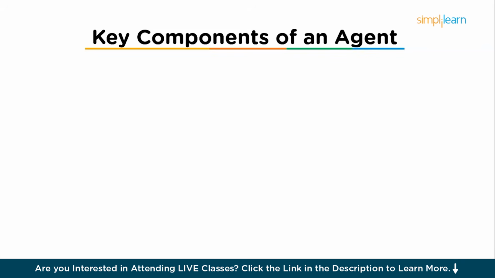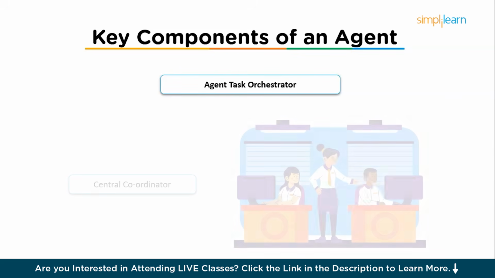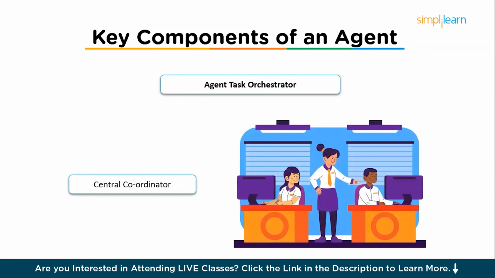Now let's see the two key important components of an agent. The first is the agent task orchestrator. The task orchestrator acts like the conductor of an orchestra, ensuring that every part of the system plays its role at the right time and in harmony. Here is how it functions. It acts as a central coordinator. It manages the overall flow of the task within the agent. Just as a project manager assigns work to the team members, the orchestrator assigns tasks to different parts of the system.